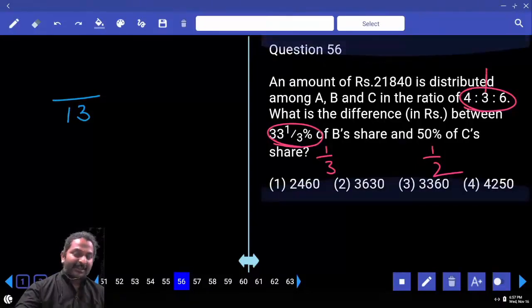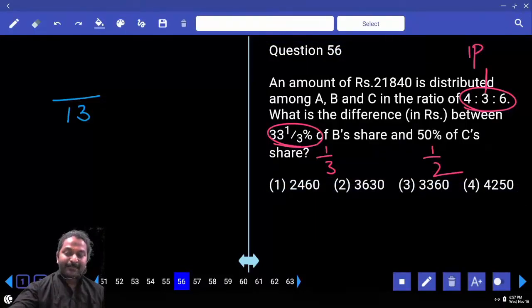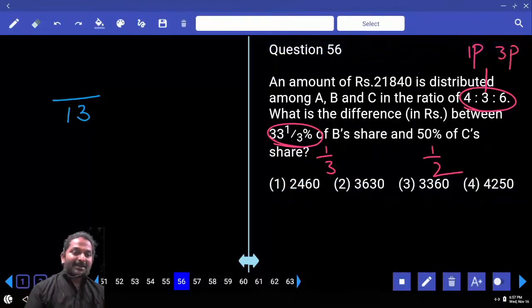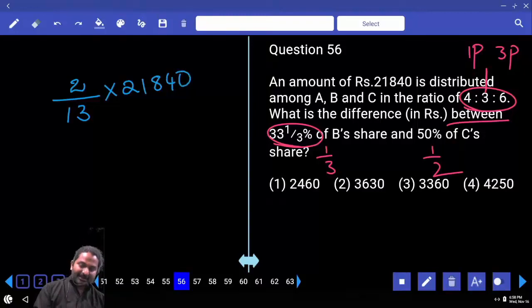What is 1/3 of 3 parts? 1 part. 50% of C is 3 parts. And we were asked to calculate the difference between, right? Difference between 1 part and 3 parts. So finally we were asked to calculate 2/13 of 21,840. Correct? So now, we'll do one thing.